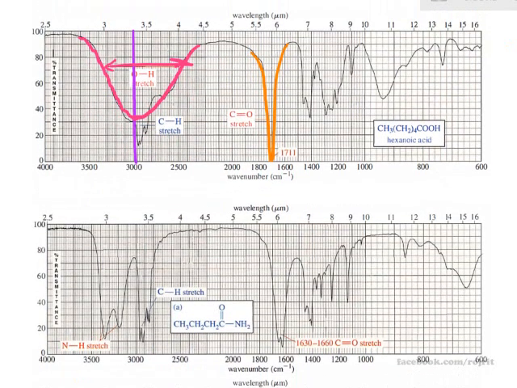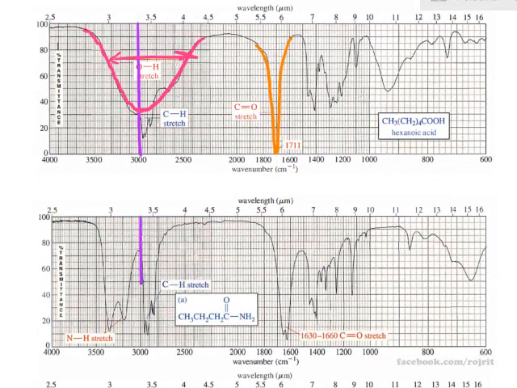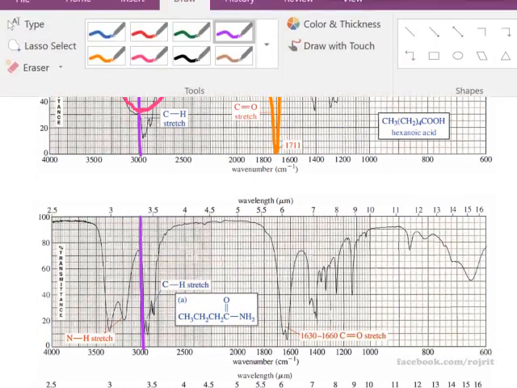Now come to the amide. As you know, the amide here. First of all, go back to 3000. So this is alkane, aliphatic, maybe.